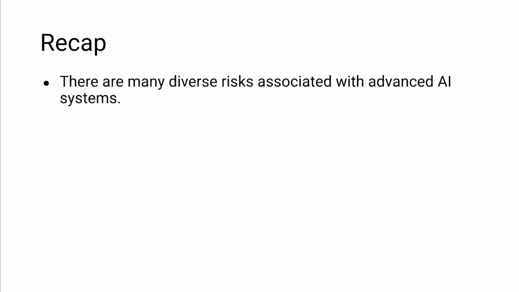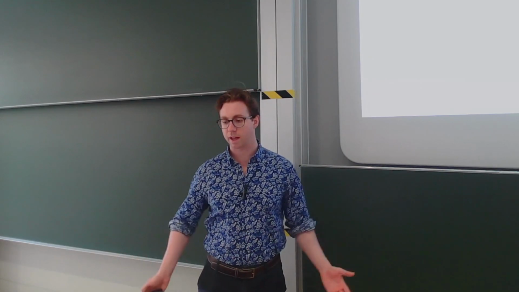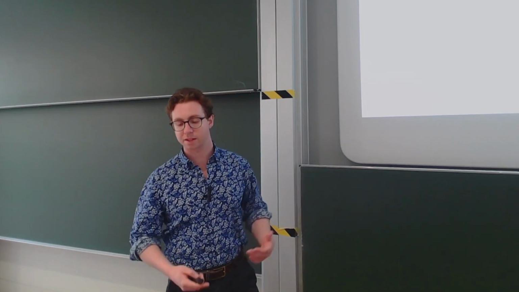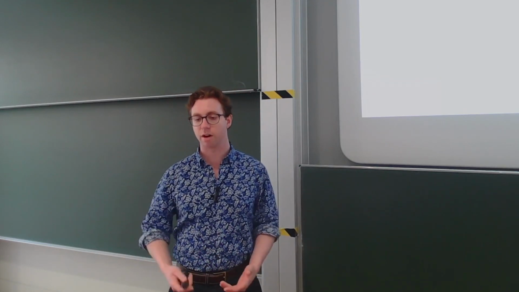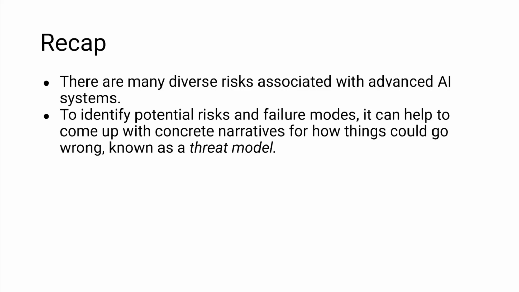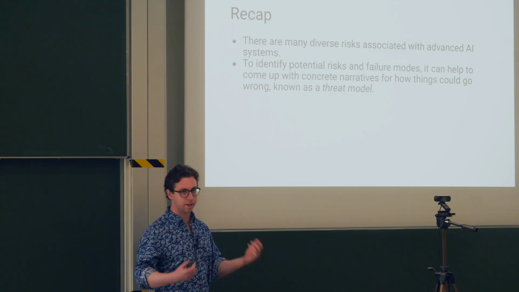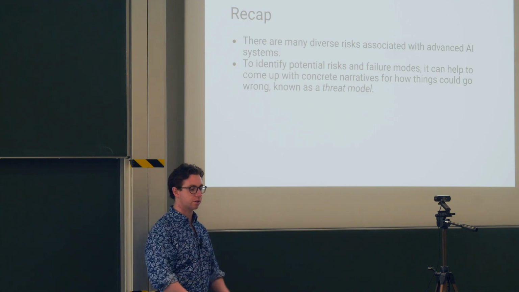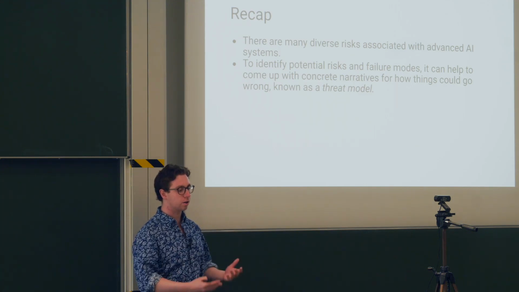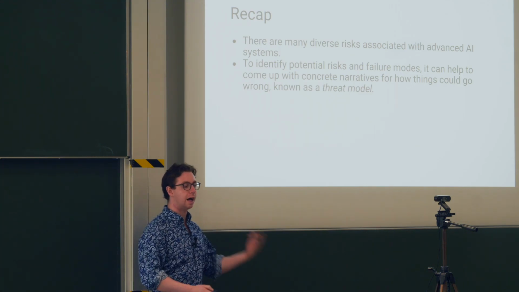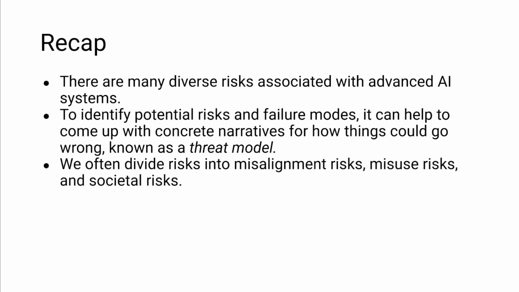We discussed the fact that there are lots of different risks associated with advanced AI systems, and these fall into many different categories. There are many different things that could go wrong with a sufficiently advanced AI system. Identifying the risks associated with systems can be done by coming up with concrete narratives for how something could go wrong, and we call these threat models. It's a concrete description of how we think something could go wrong, how some harm could occur as a result of a sufficiently advanced system.